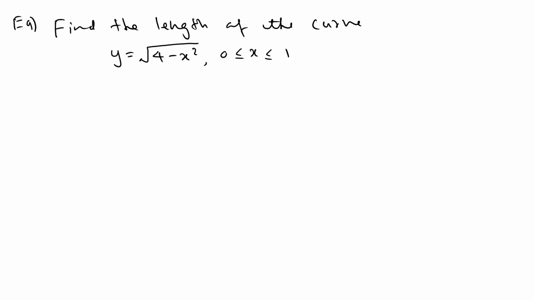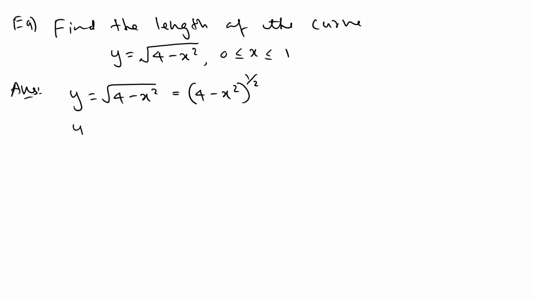What we know is that when you use the formula, you have to do two things. First take the derivative, and then evaluate 1 plus (dy/dx) squared. Okay, so let's do that. So we have y equals the square root of 4 minus x squared. In other words, this is (4 minus x squared) to the 1/2. That's going to be helpful.